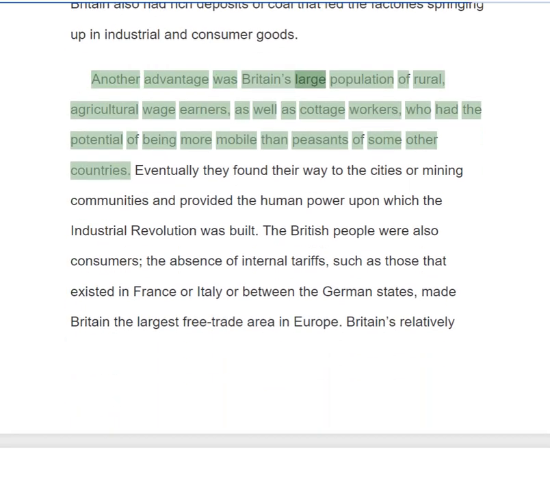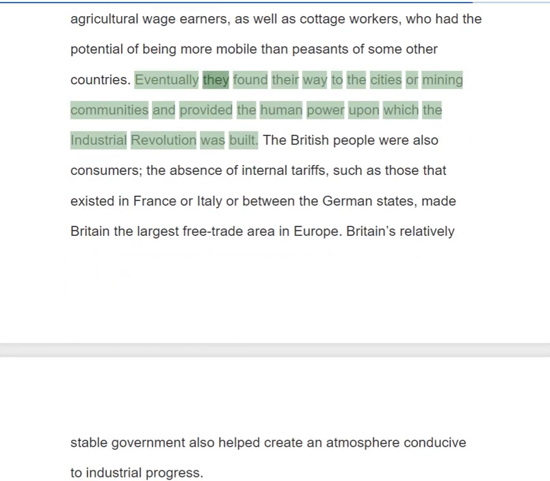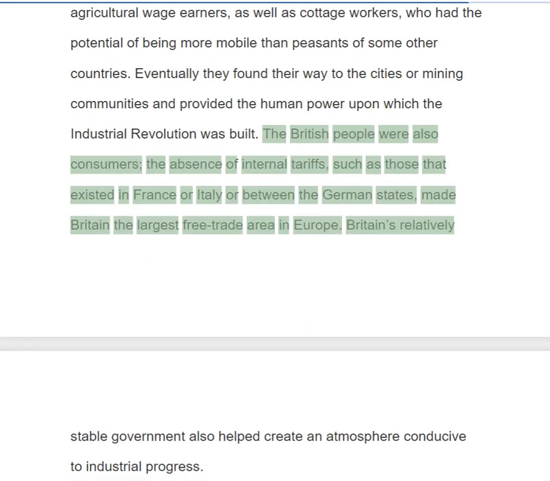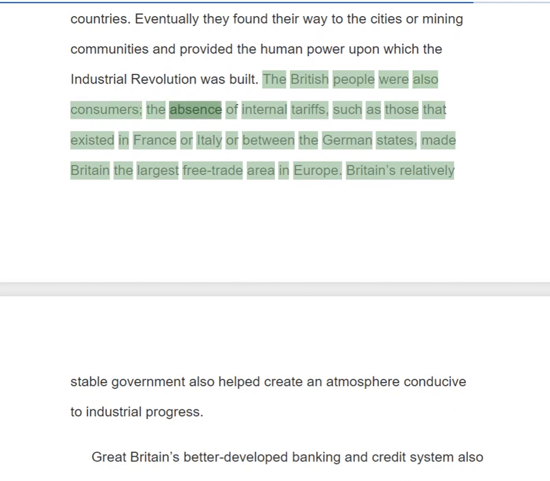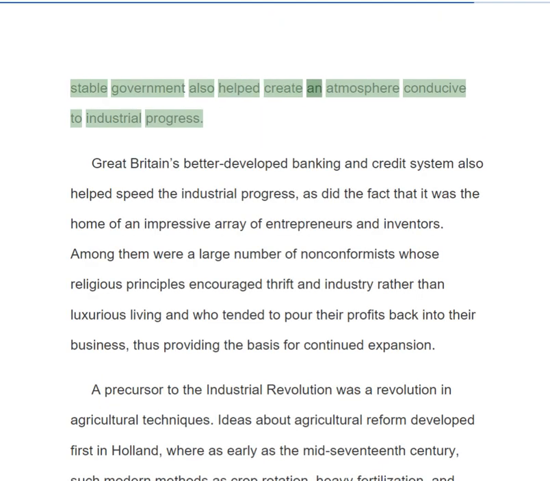Another advantage was Britain's large population of rural, agricultural wage earners, as well as cottage workers, who had the potential of being more mobile than peasants of some other countries. Eventually they found their way to the cities or mining communities and provided the human power upon which the Industrial Revolution was built. The British people were also consumers. The absence of internal tariffs, such as those that existed in France or Italy or between the German states, made Britain the largest free trade area in Europe. Britain's relatively stable government also helped create an atmosphere conducive to industrial progress.